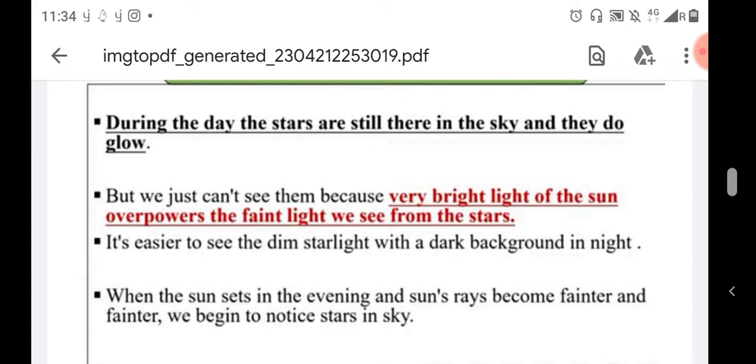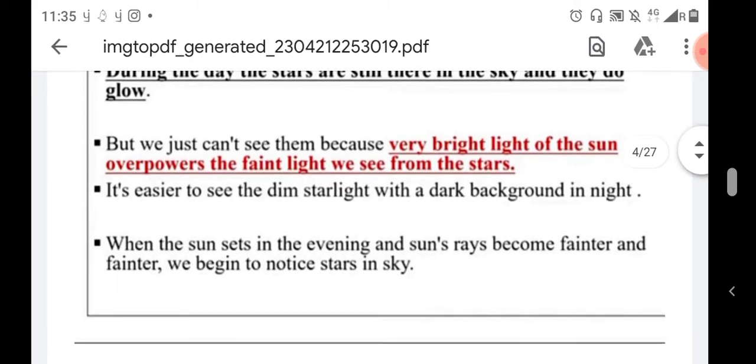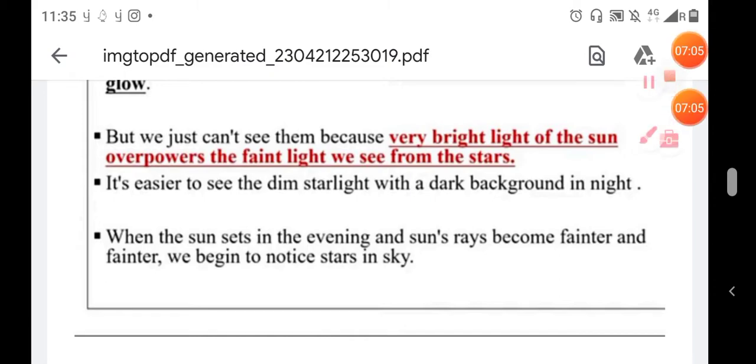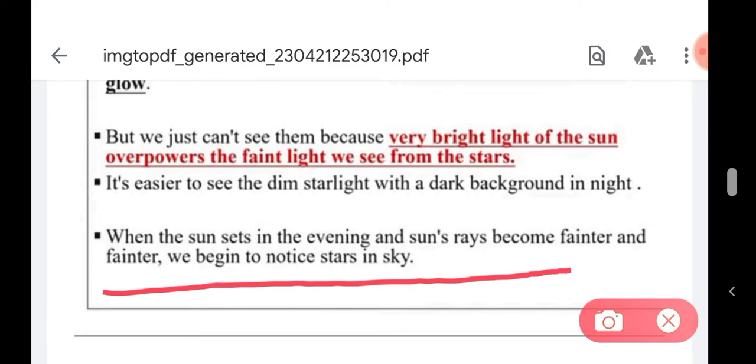We cannot see them very clearly as we can see them at night. Same as that, because of the very bright light of the sun, it overpowers the faint light we see from the stars. So it is easier to see the dim starlight with a dark background at night. When the sun sets in the evening and the sun's rays become fainter and fainter, we begin to notice stars in the sky. This is the reason why we can only see stars at night.